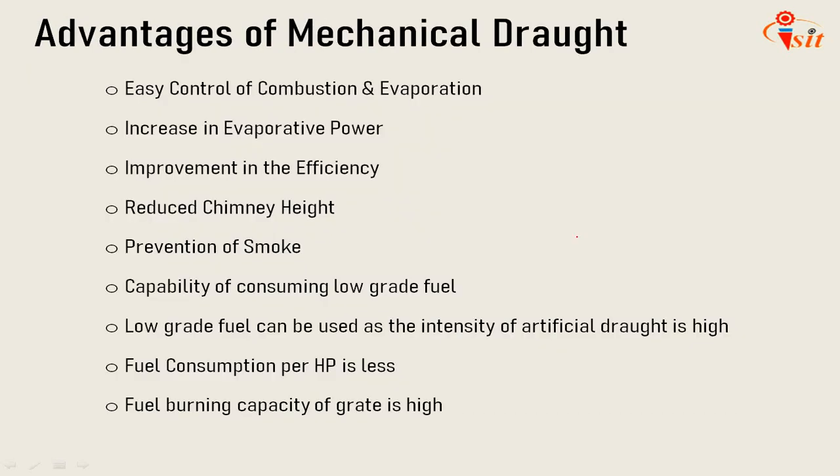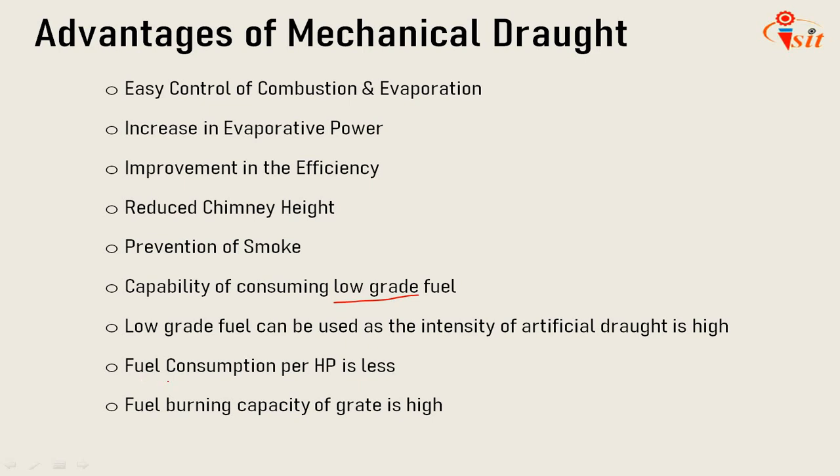Now what are the advantages of mechanical draught? Here the list is given. Easy control of combustion and evaporation, increase in evaporative power of the boiler, improvement in the efficiency of the plant, reduced chimney height, prevention of smoke, capability of consuming low grade fuel, that is very much important. Low grade fuel can be used as the intensity of artificial draught is high.